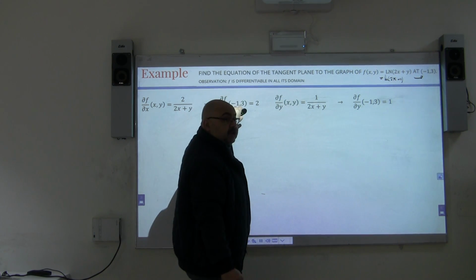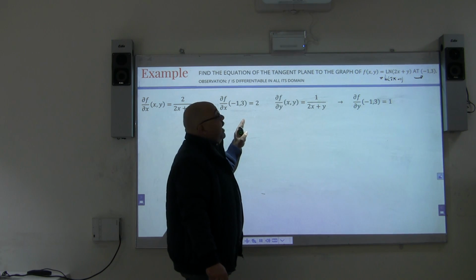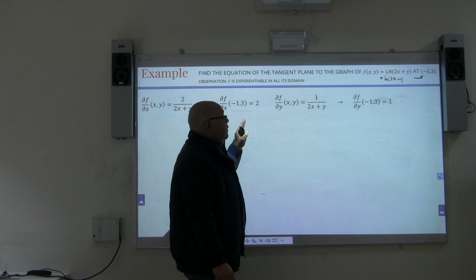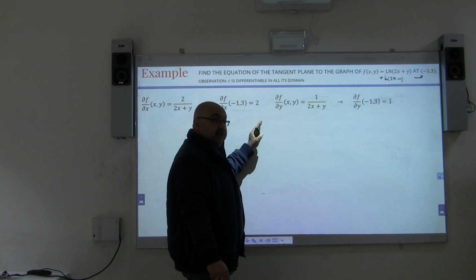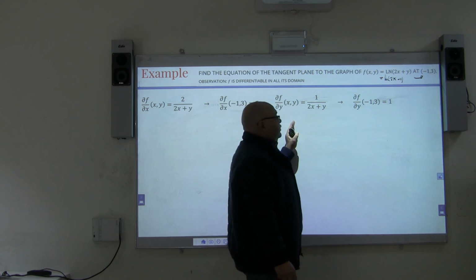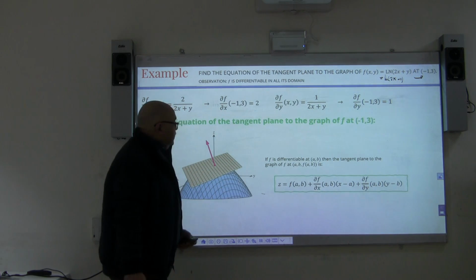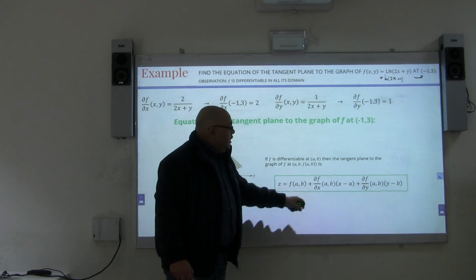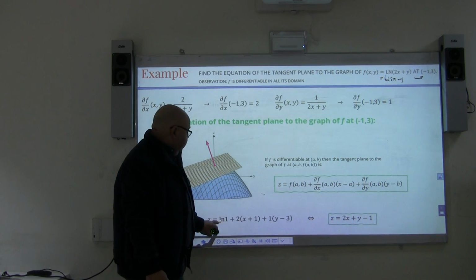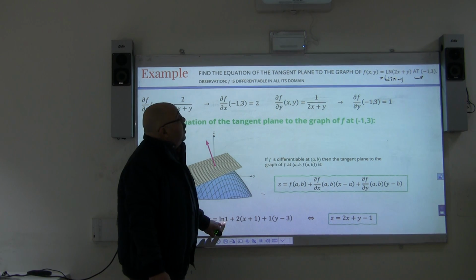Can you write my equation? The equation is going to be f of (x, y) equal the value of the function at (-1, 3), plus the first derivative at (-1, 3) times (x plus 1), then the first derivative times (y minus 3). Here we go. That's the equation that we are using. So all I'm doing is just making the substitution. That's the value of the function at (-1, 3).